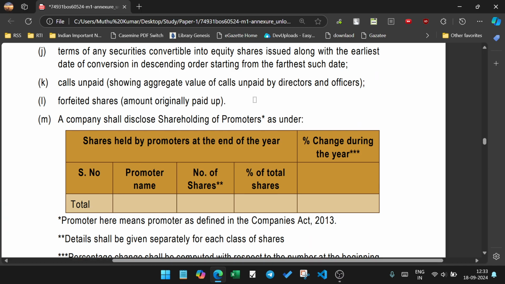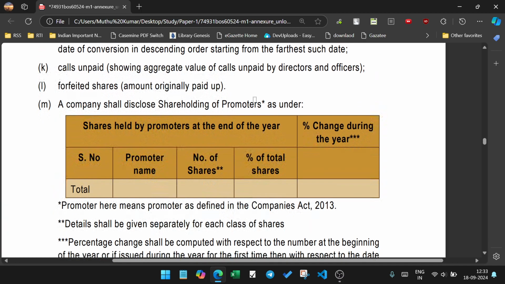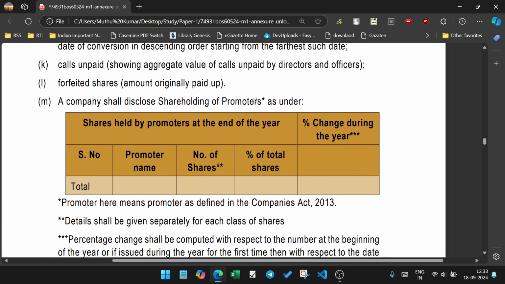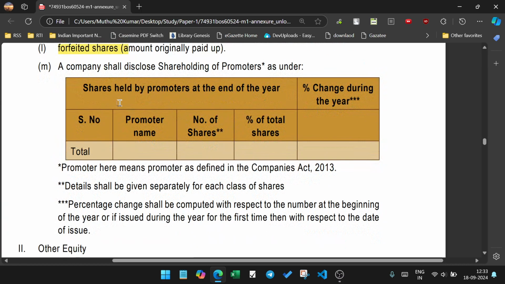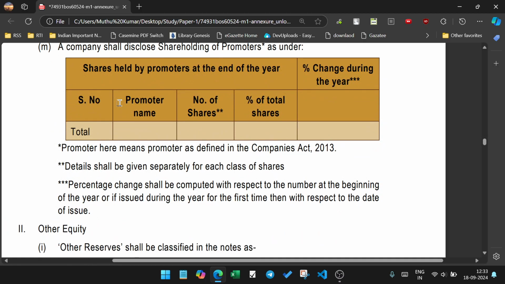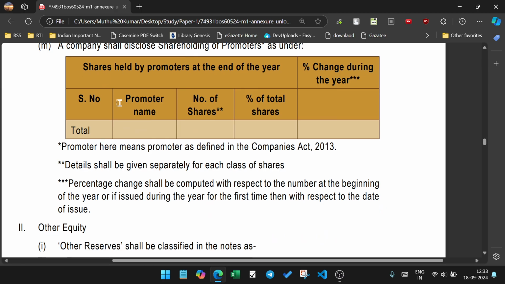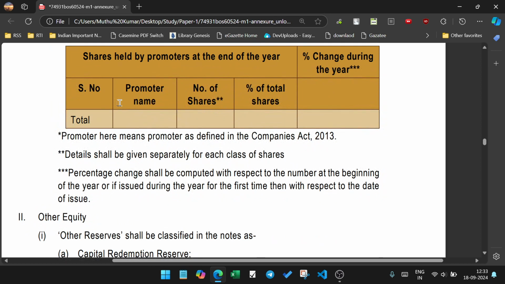Calls unpaid, showing the aggregate value of calls unpaid by directors and officers. Forfeited shares, showing the amount originally paid up. The company shall disclose the shareholding of the promoters. Disclose the shares held by the promoters at the end of the year and the percentage of change during the year.